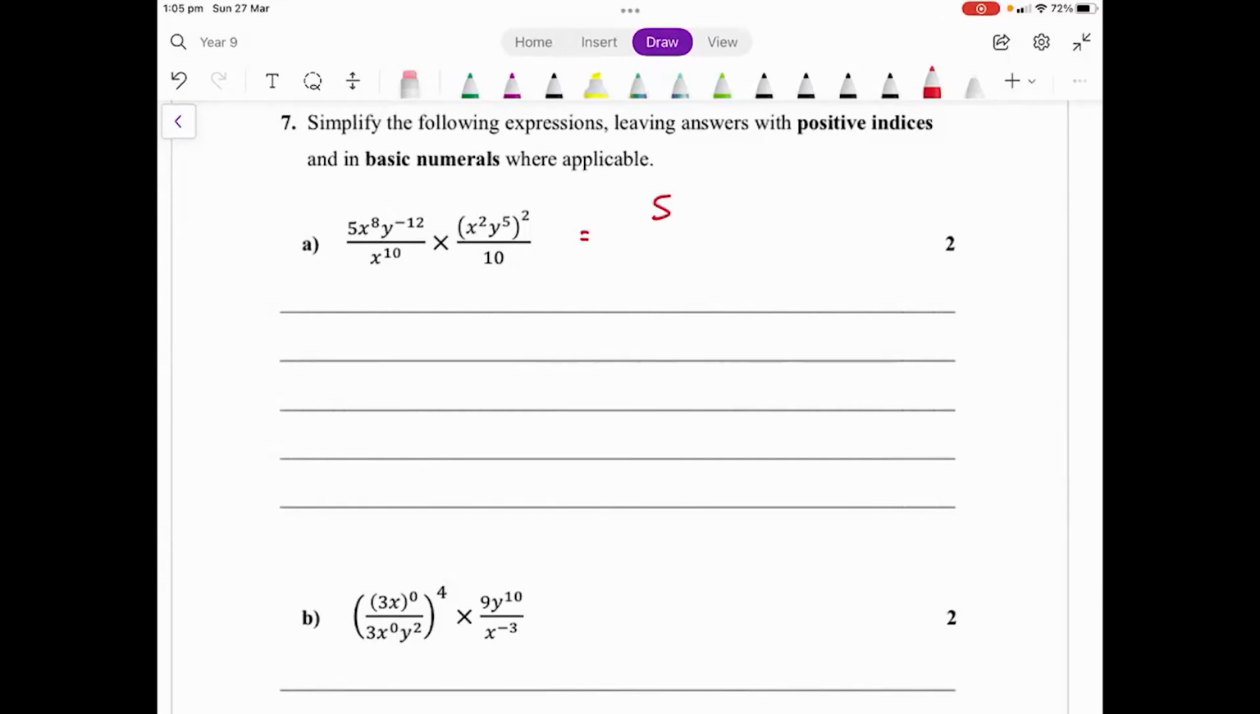I can simplify the numerator a little bit more, so that's what I'm going to do. I leave the 5 alone. Combining x to the power of 8 times x to the power of 4, I add those powers together. That gets me x to the power of 12. Similarly for y, I combine minus 12 plus 10, and I get y to the power of minus 2. I leave everything else alone.